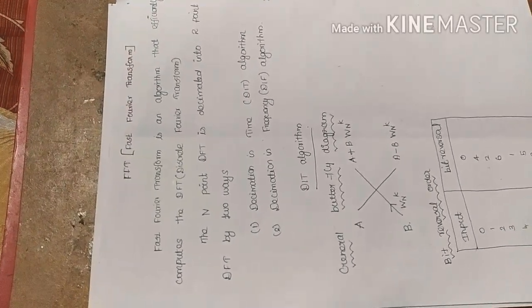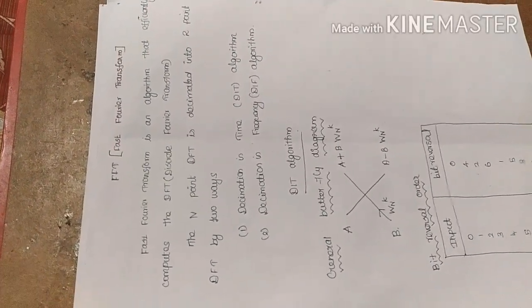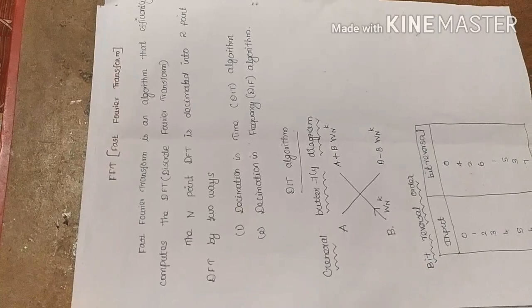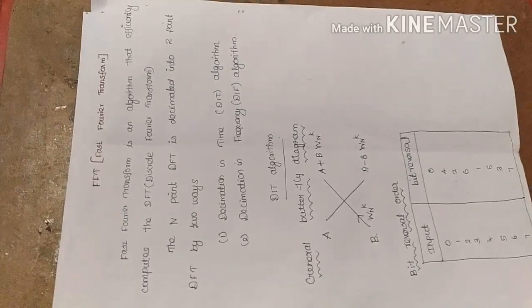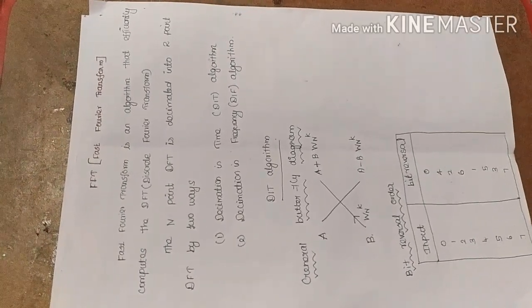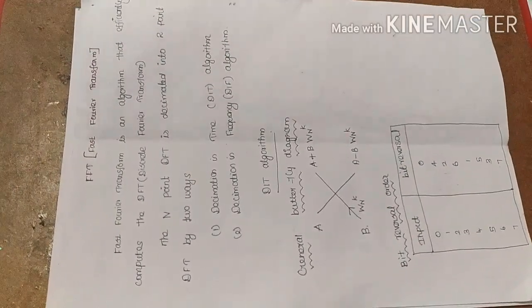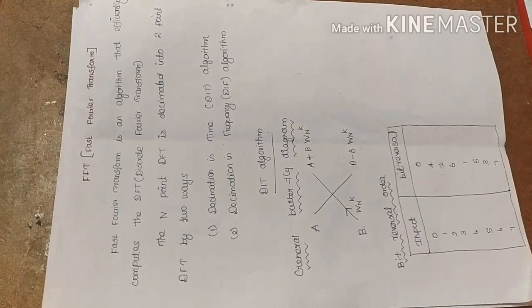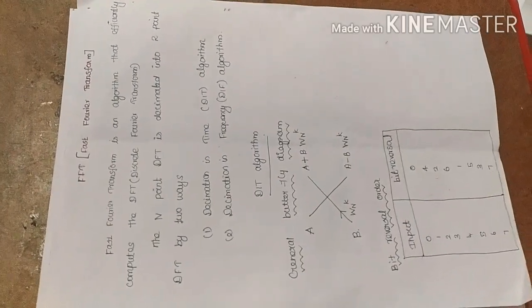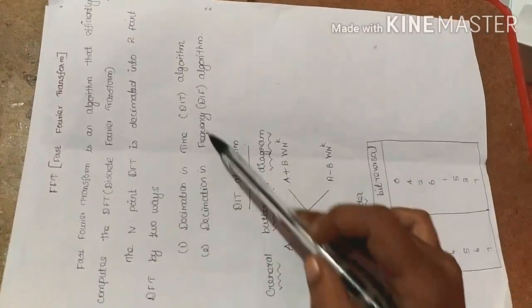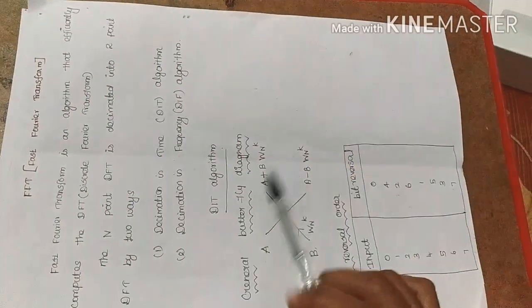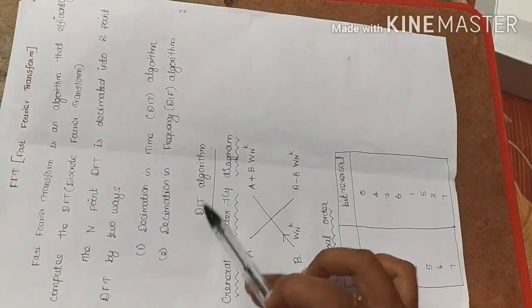Hi friends, in this first DSP class, the topic we are going to see is FFT. FFT is nothing but fast Fourier transform. This is one kind of algorithm for computing a discrete Fourier transform. For N-point data, we go for two types: decimation in time algorithm and decimation in frequency algorithm. Today's class we study the DIT algorithm.